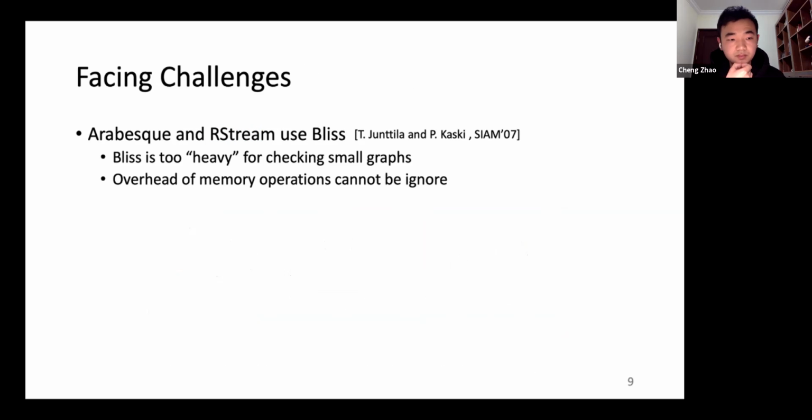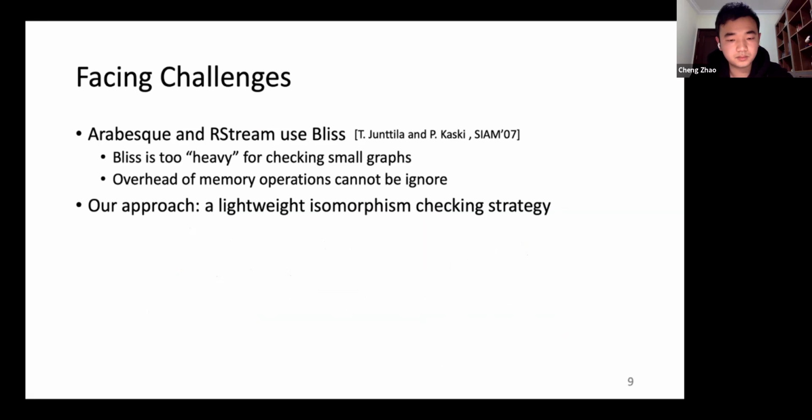Facing the challenge, both Arabesque and Artstream use a graph isomorphism library, Bliss. But the problem with Bliss is that it is too heavy for checking small graphs. The overhead of it, especially on memory operations such as memory allocation, memory copy, and free, cannot be ignored. In Kaleido, we adopt a lightweight isomorphism checking strategy.